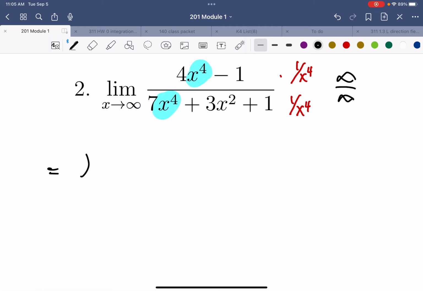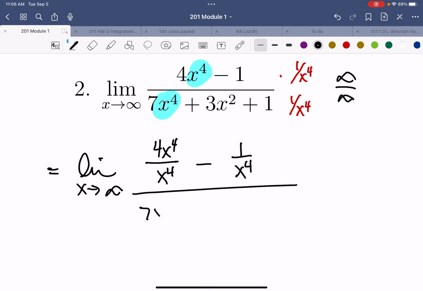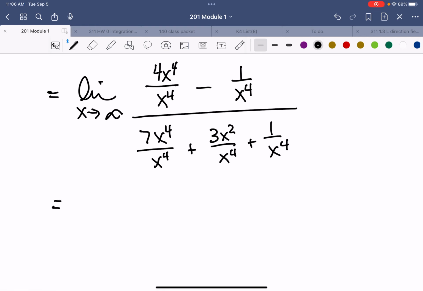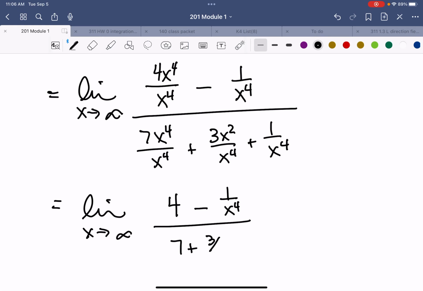And that's going to give me the limit as x goes to infinity, 4x to the 4th over x to the 4th minus 1 over x to the 4th. And in the bottom, 7x to the 4th over x to the 4th plus 3x squared over x to the 4th plus 1 over x to the 4th. Now I want to reduce, so this becomes the limit as x goes to infinity of 4 minus 1 over x to the 4th, over 7 plus 3 over x squared plus 1 over x to the 4th.